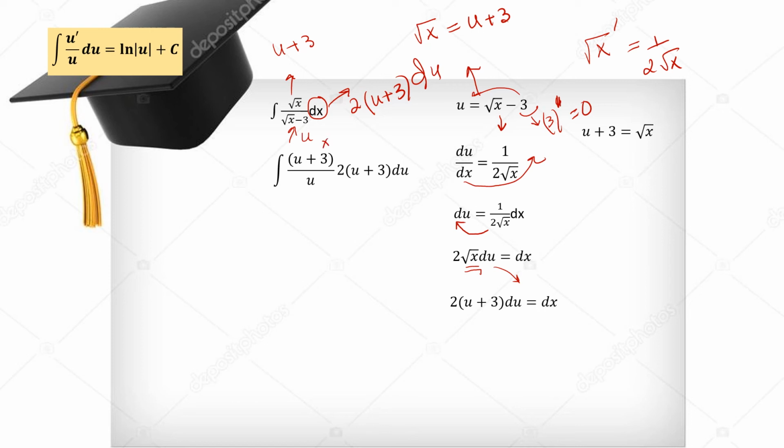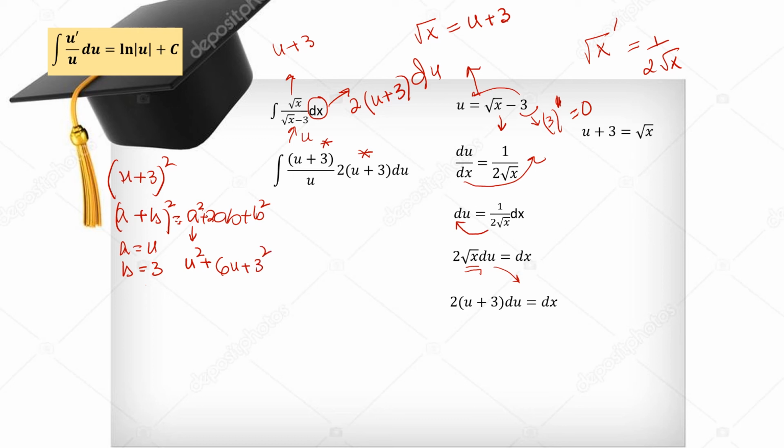Now you have u plus 3 times u plus 3, which can also be written as u plus 3 whole square. So here you can apply the formula a plus b whole square, which equals a square plus 2ab plus b square. So your a is u and the b is 3. Just replace it here: it will give you u square plus 2u times 3, which is 6u, plus b square, which gives you 9. So in place of u plus 3 times u plus 3, you can write u square plus 6u plus 9, and the 2 is outside.